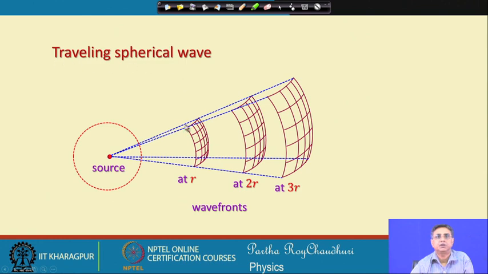A travelling spherical wave, you have a source. If you move radially outwards, then they will form the wave front which are the surface of the spheres. So, at a distance r, the phases will be constant, at a distance 2r, the phases are constant, and so on.